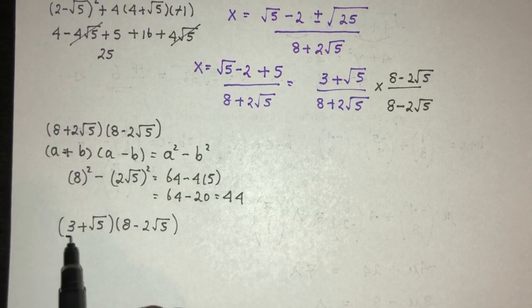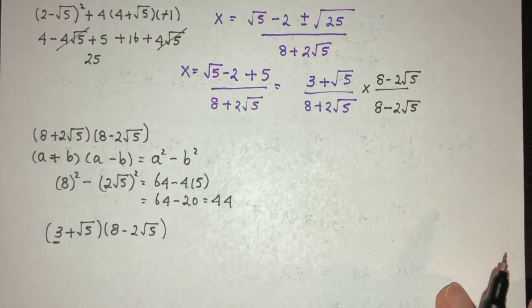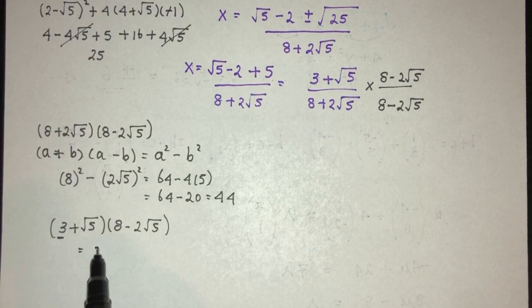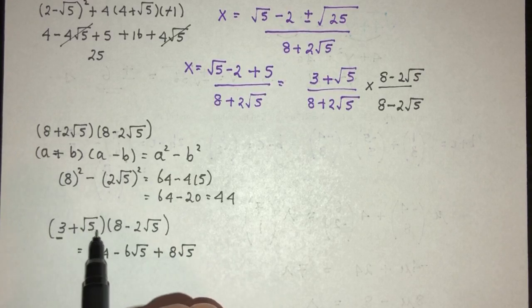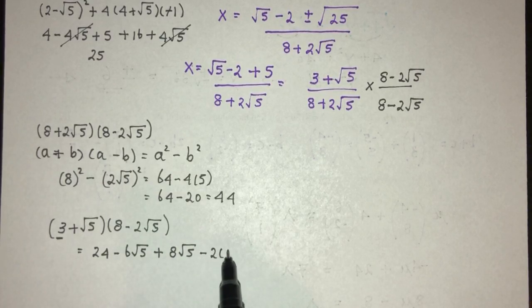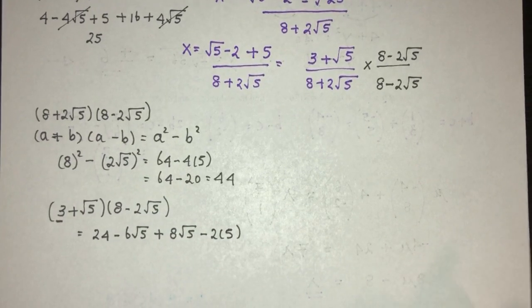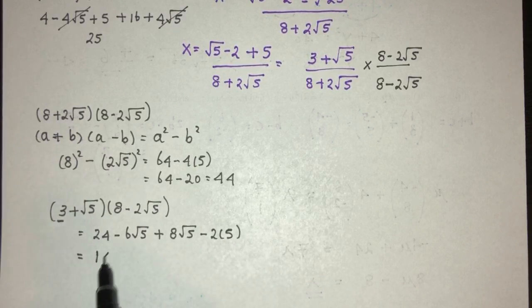So first take 3, multiply by this. You will have 24 minus 6 root 5 plus 8 root 5 for this one, and minus 2. Root 5 times root 5 is 5. Okay, now we just have to simplify. So 24 minus 10 is going to be 14. Minus 6 plus 8 will be plus 2.